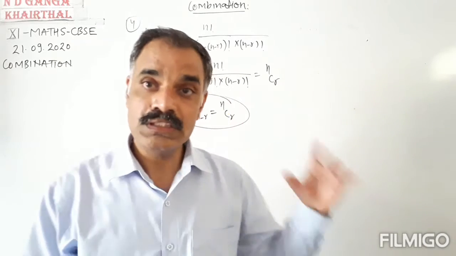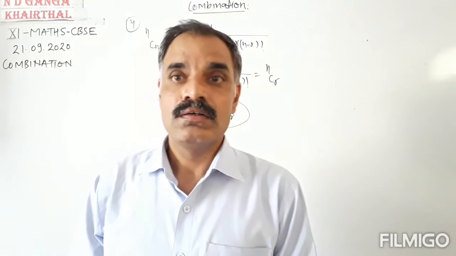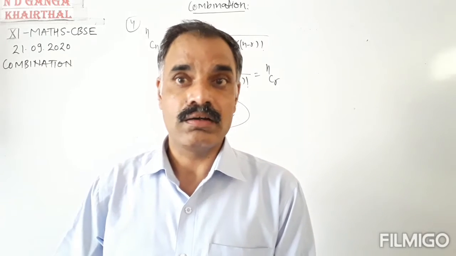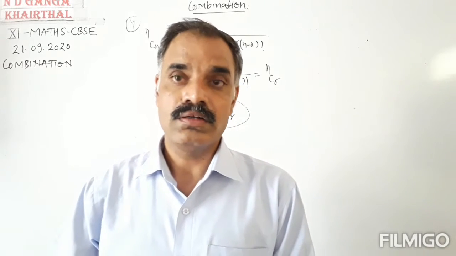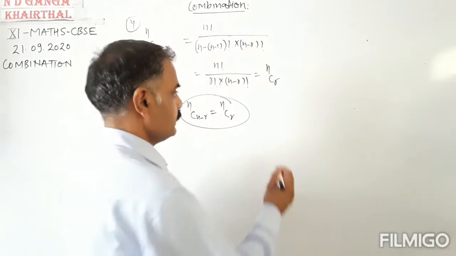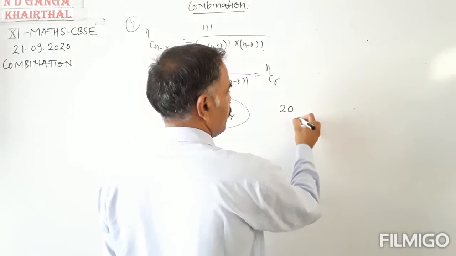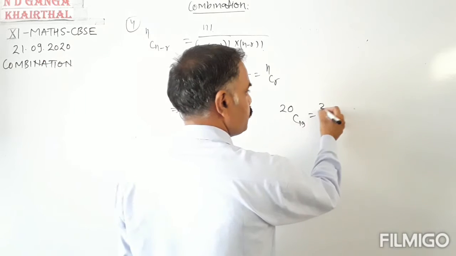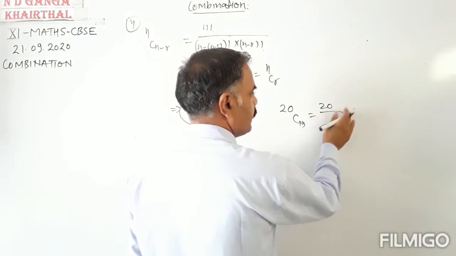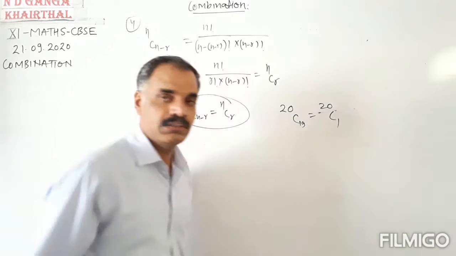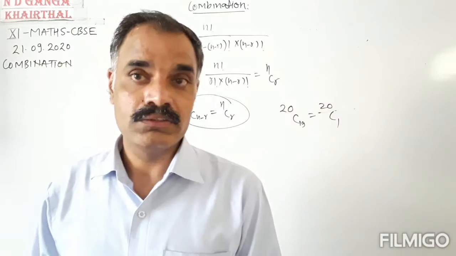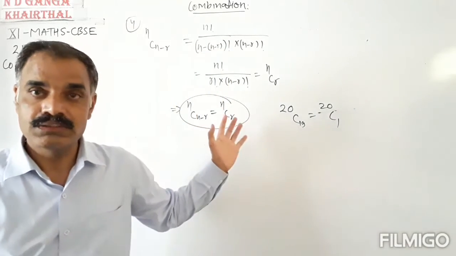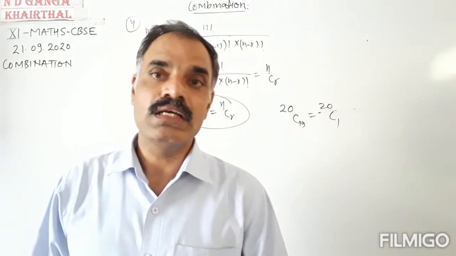We use this property in finding the combination NCR when r is greater. For example, if we want to find 20C90, then this equals 20C(20 minus 90), that is 20C1. Such types of combinations can easily be found by using NCn minus r equals NCR.